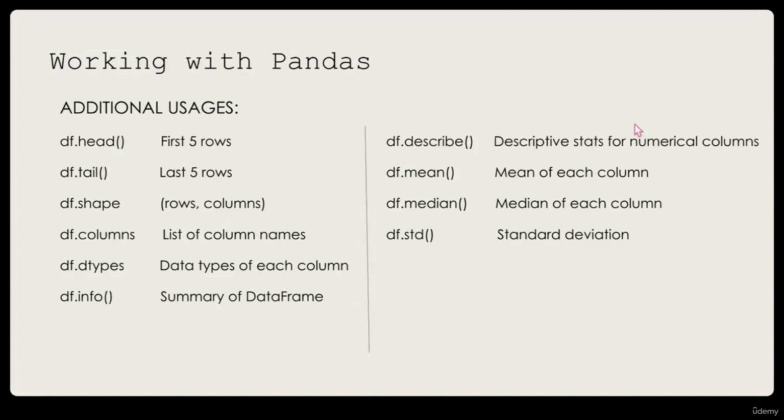And these are just some additional usages. For example, if you were to do df.head() with parentheses, this would print out the first 5 rows. And if you do df.tail(), it would print out the last 5 rows. And these are just many different other ways that you could use pandas and everything that it incorporates. You can list out column names and all the data types. You can find the mean, median, and standard deviation, more statistical terms.